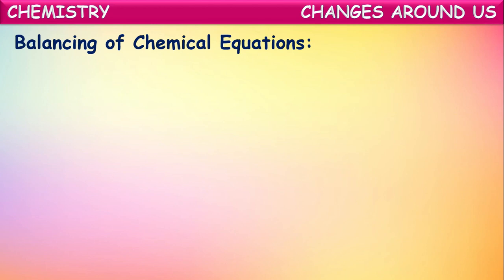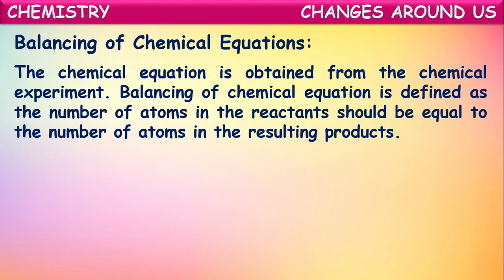Okay, now let us see balancing of these chemical equations. How to balance a chemical equation? The chemical equation is obtained from the chemical experiment. Balancing of a chemical equation is defined as the number of atoms in the reactants should be equal to the number of atoms in the resulting products. What is meant by balancing an equation?